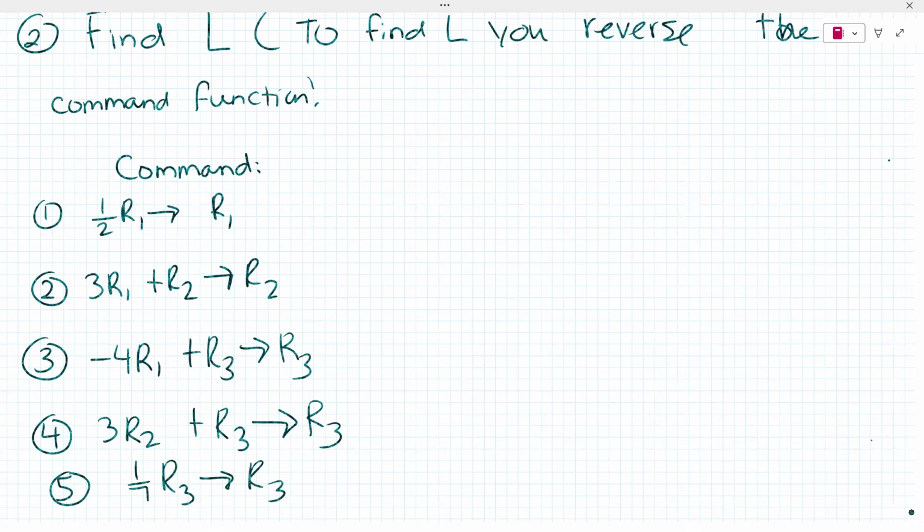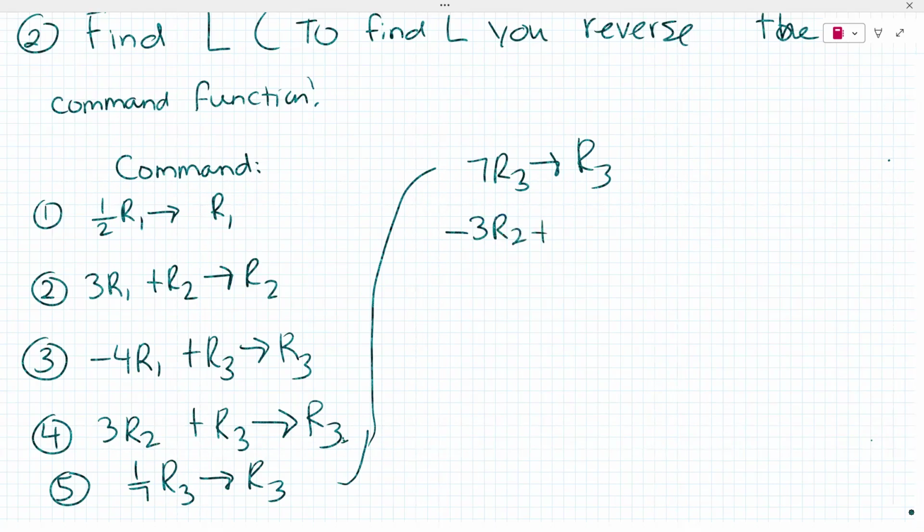So you start with the last command and then you take the invert or the reciprocal. So 1/7 row 3 will now be, the reciprocal of 1/7 is 7 row 3, which gives us row 3. And then the fourth command was 3 row 2 plus row 3. So now you take the reciprocal, the negative. So instead of +3, it's -3 row 2 plus 1 row 3 gives us row 3.